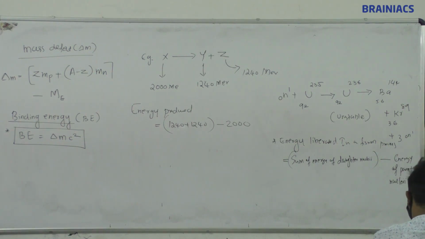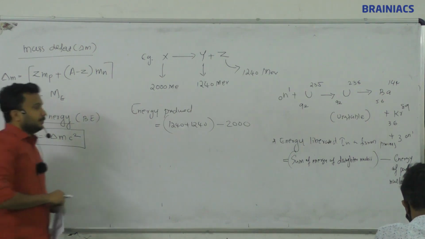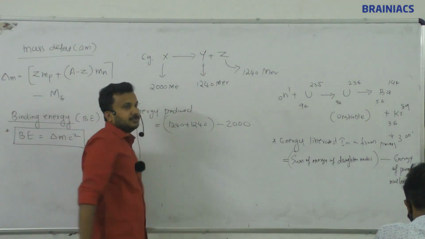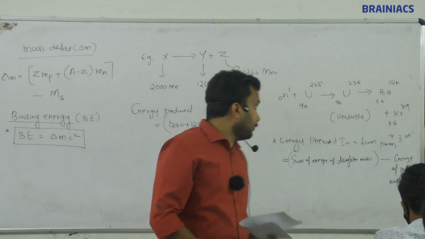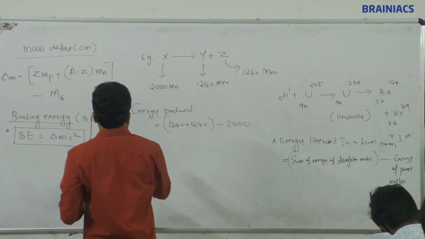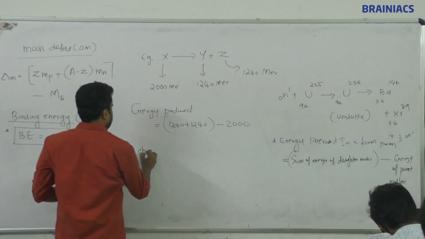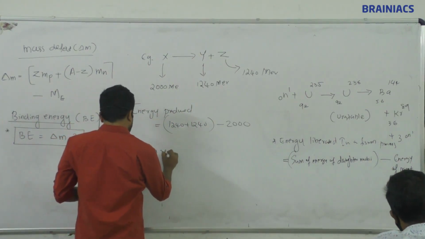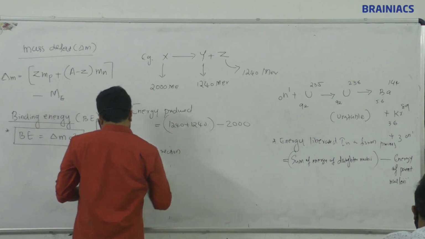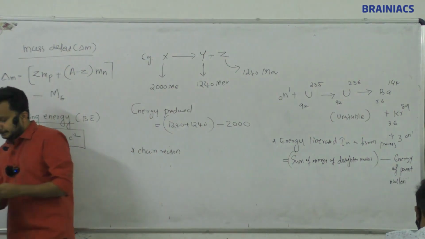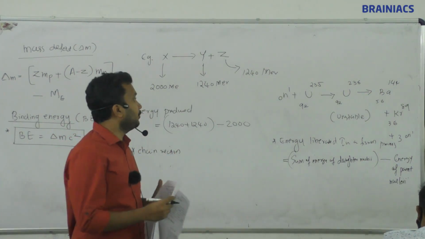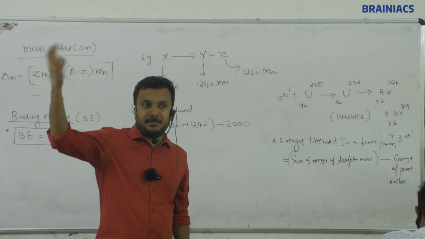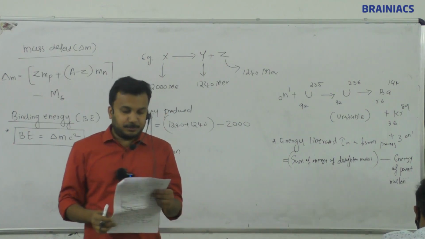Fine. Next point, nuclear fission process is a chain reaction. Chain reaction means what? It will keep continuing, correct? If 1 neutron becomes 3, 3 become 9, 9 become 18, like that it will go. Next point.